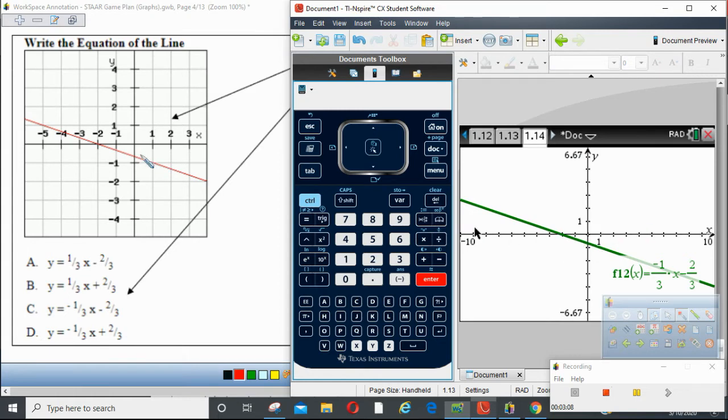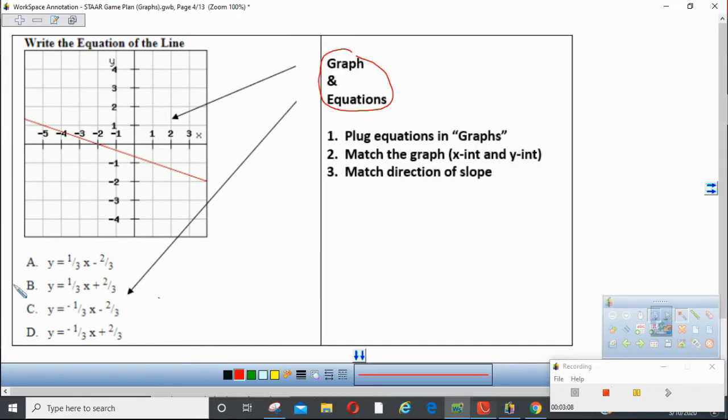So it's in between 0 and -1. Hey, that looks like that matches. And so if all those key things match, then this is your answer. And like I said, all you're doing is matching.